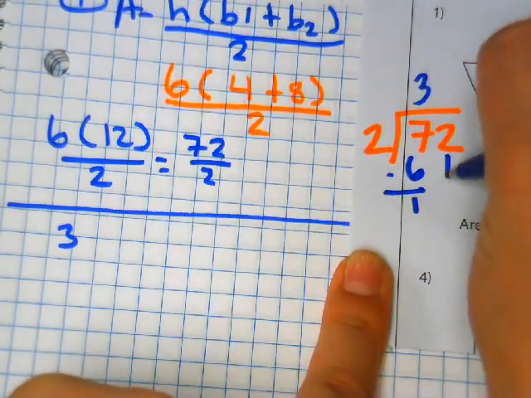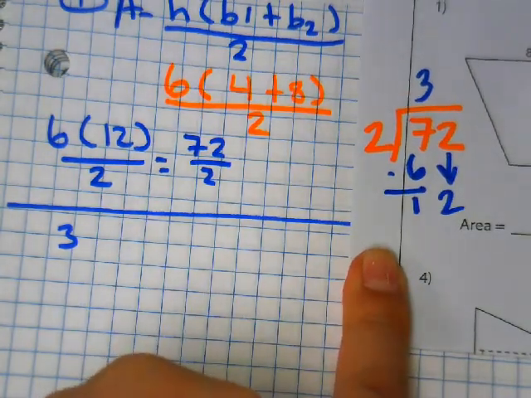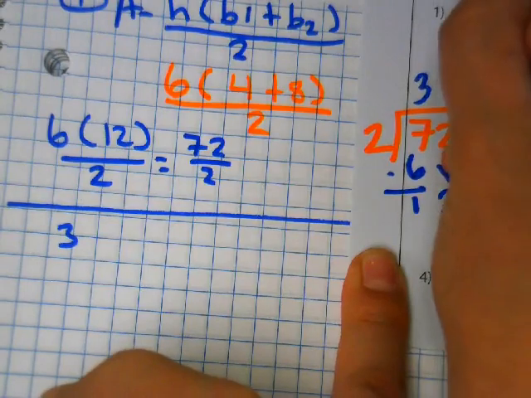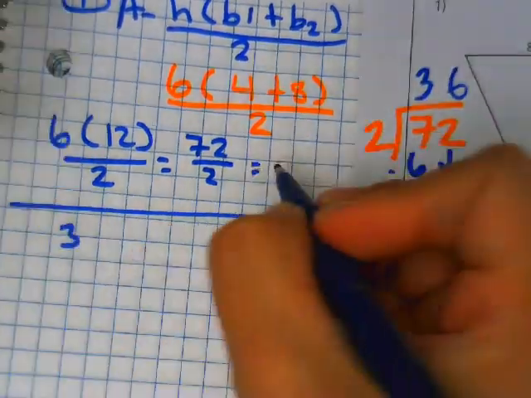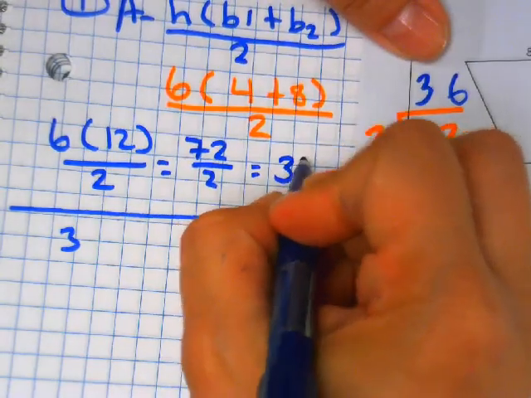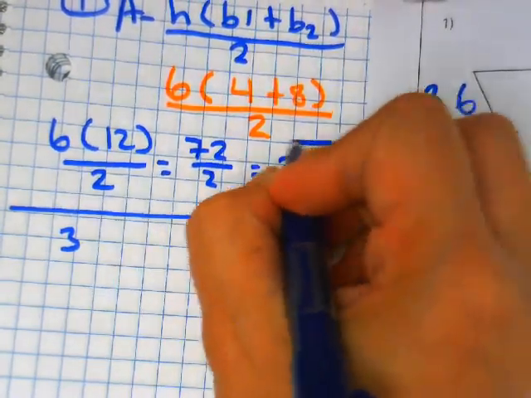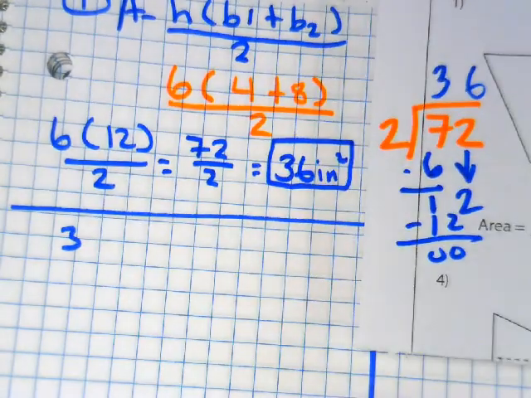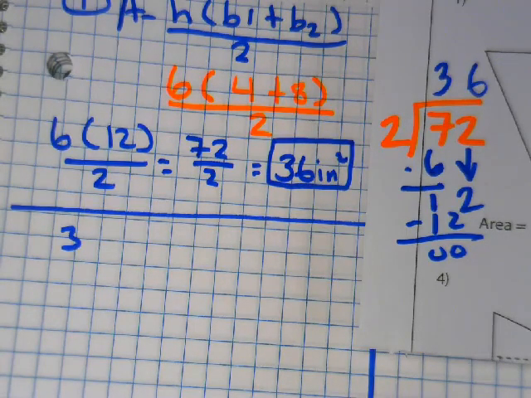We bring down the next number, which is 2. Now I have 12. How many times does 2 go into 12? 6. And that's 12. And I'm done. So I'm going to write down my answer as 36. What are my units? Inches squared. It 100% seems like a lot of work, right? But if you take it one step at a time, it's not that bad.